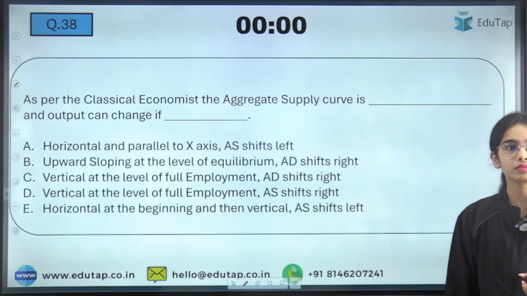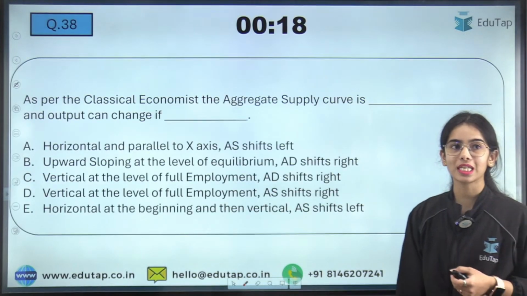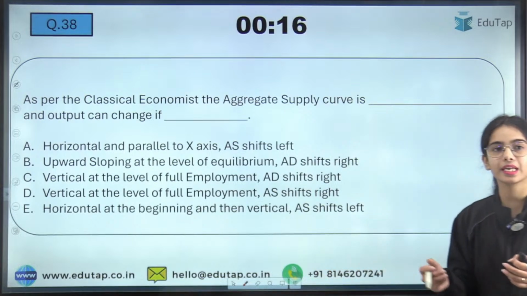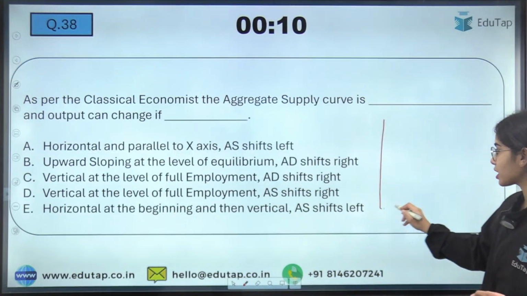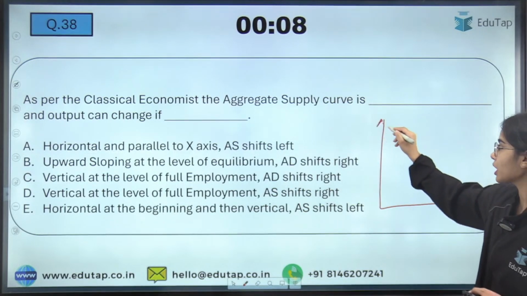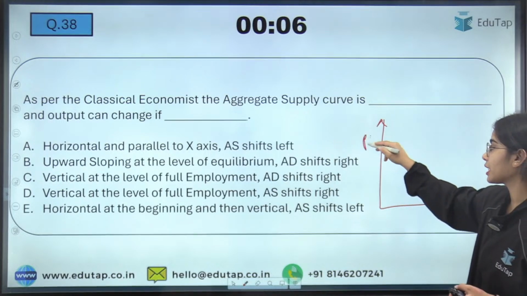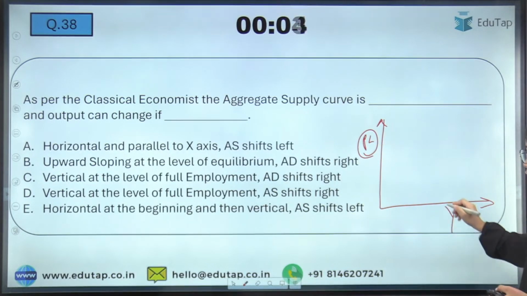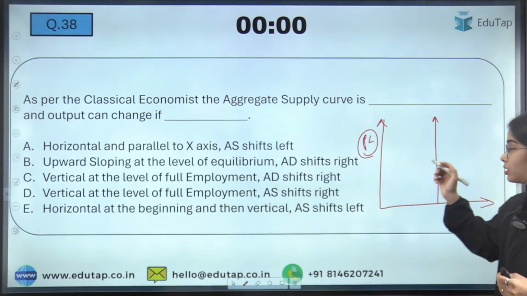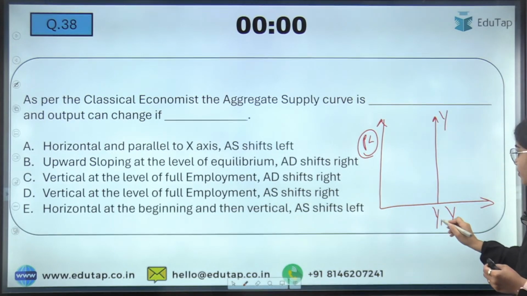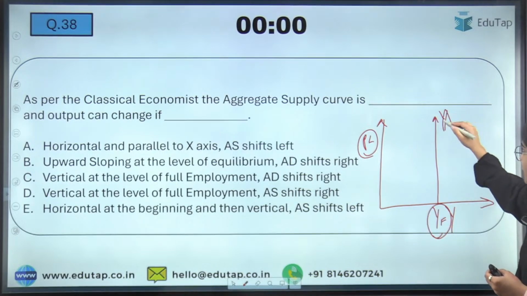Okay, now coming to the next question: as per the classical economists, the aggregate supply curve is dash and output can change if. As per the classical economists, the aggregate supply curve is upward sloping, downward sloping, horizontal or vertical. Here we are taking price level, and here we are taking output. As per the classical theory, the output is at the full employment level of output. So aggregate supply is vertical.